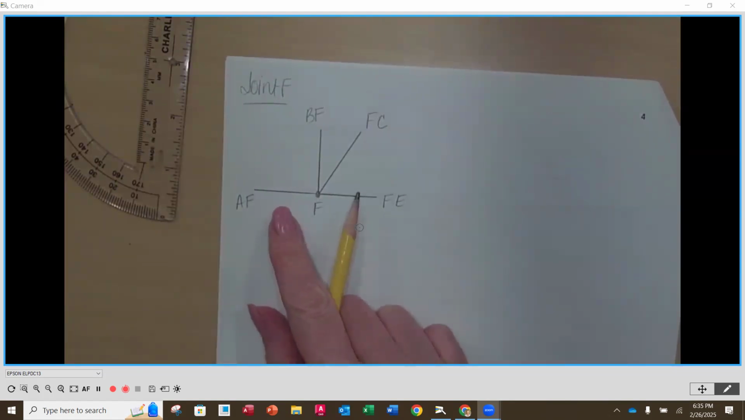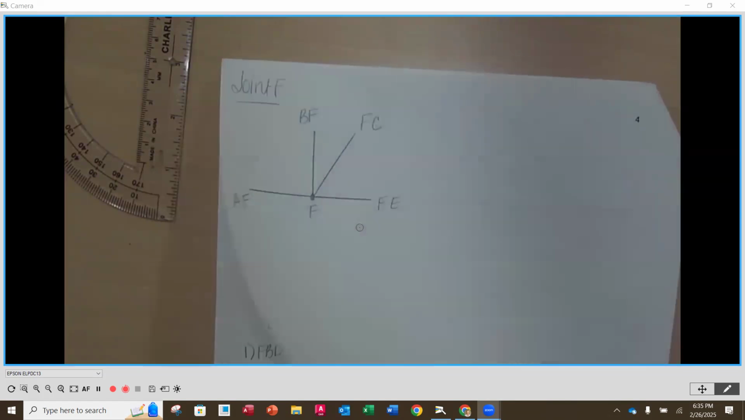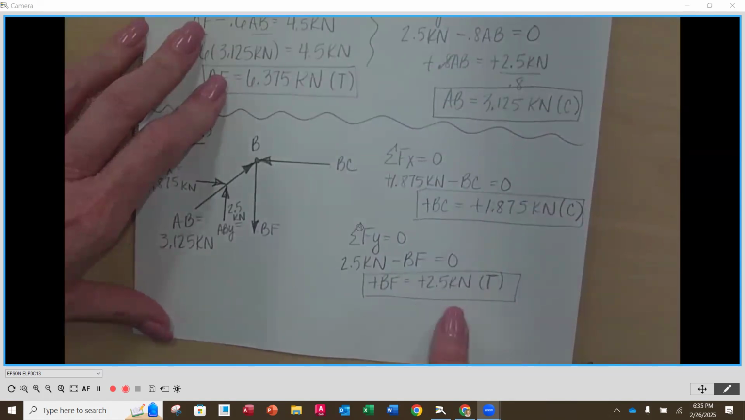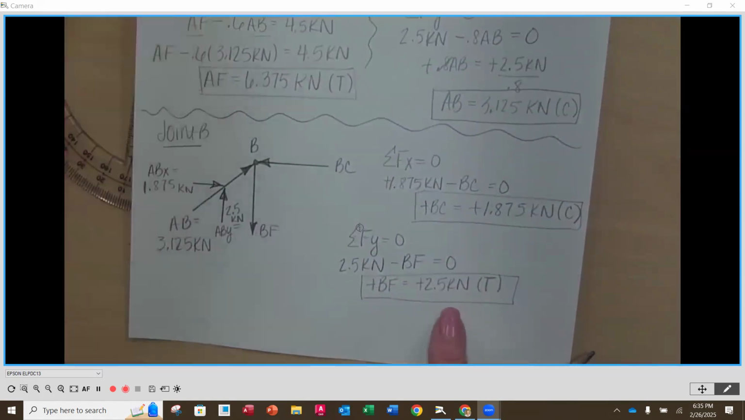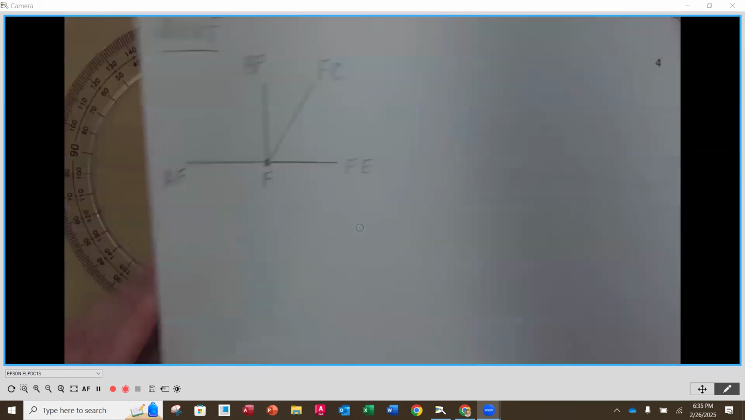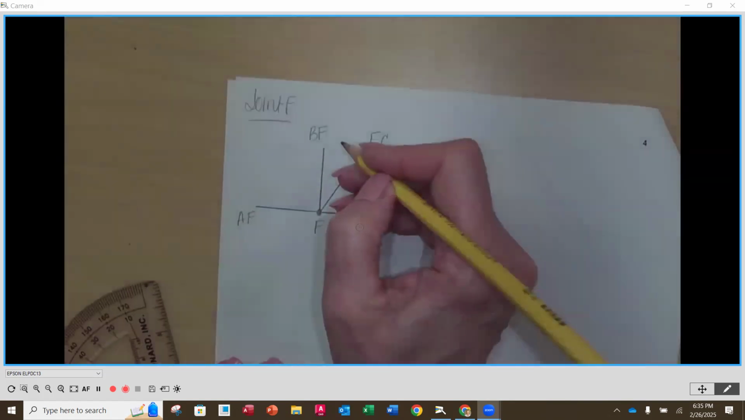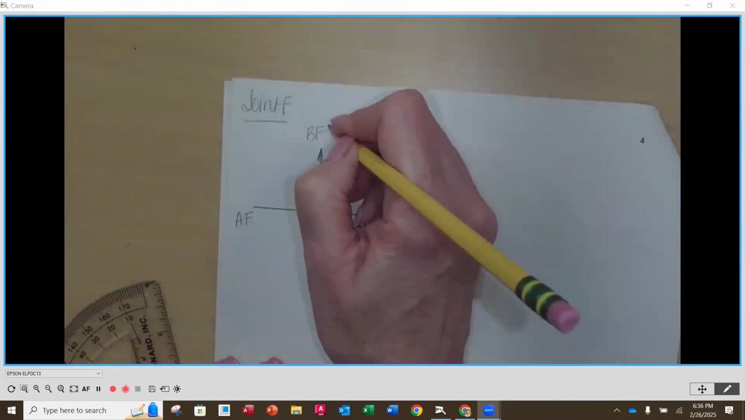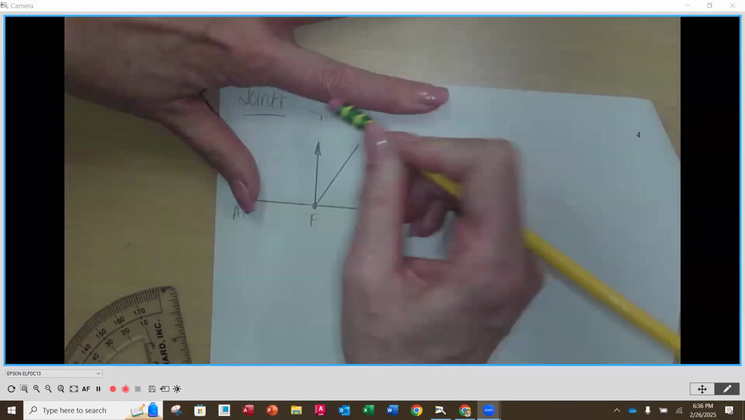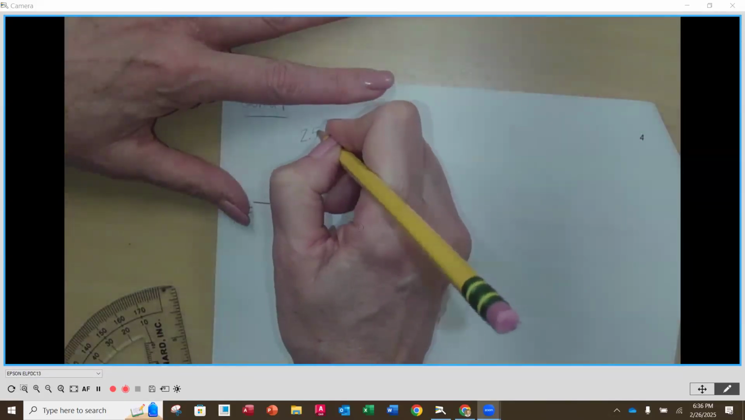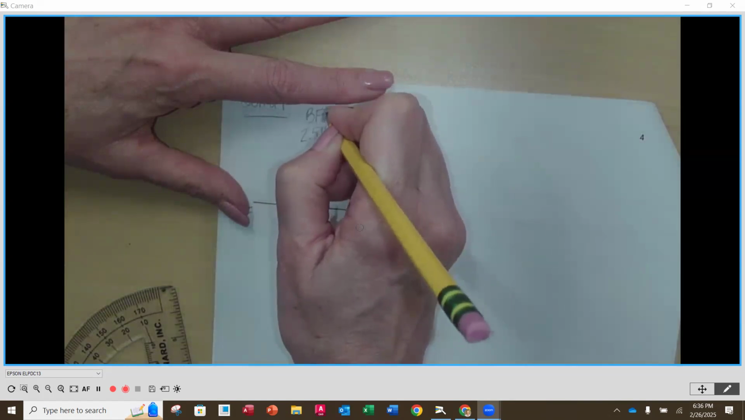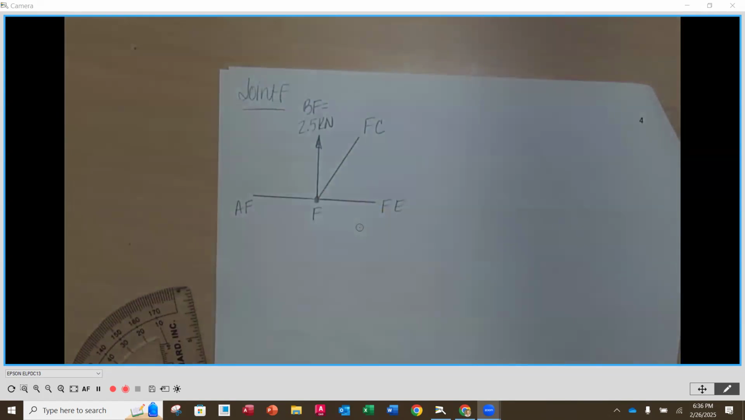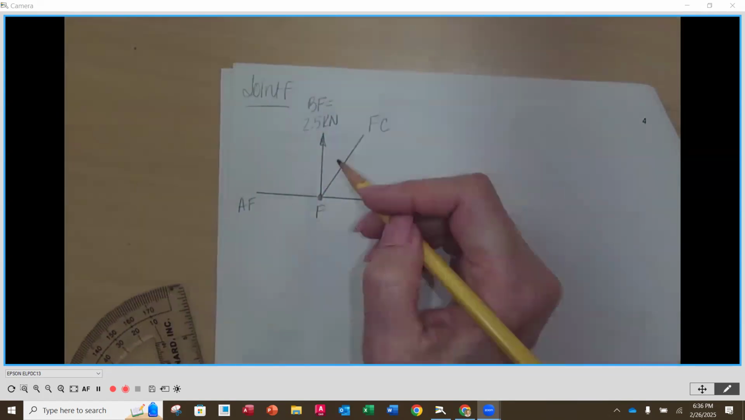Now we have to look back. What do we know? So if we look back at joint B, this is where we had BF, 2.5 kilonewtons in tension. So it has to be 2.5 kilonewtons in tension on F. So that means that it's going to pull away from F, right? BF is equal to, I'm actually going to move my BF over, 2.5 kilonewtons. You don't have to put tension here because the direction of your force is in tension, okay? So it has to be pulling away.